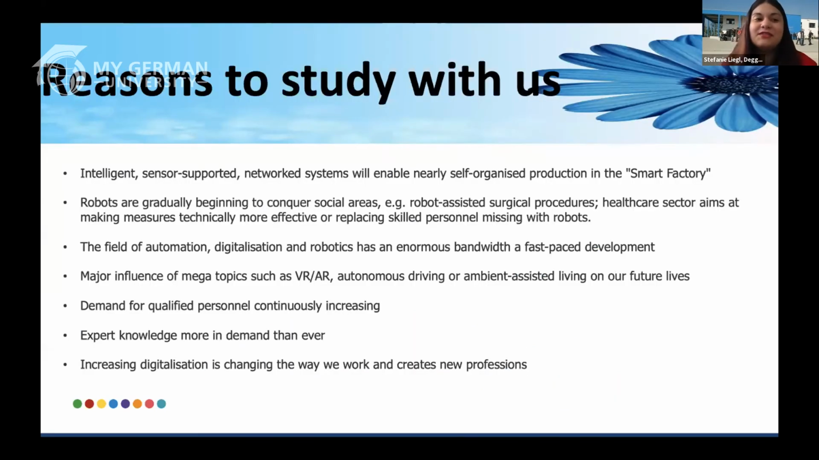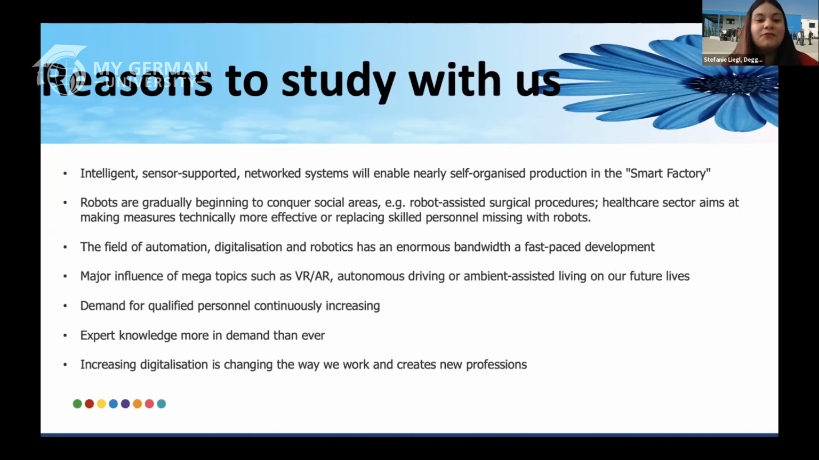There are several reasons to study with us. For example, robots are becoming more important every day. We can see them conquer each sphere of our life. Also our private lives. If you think you're driving with your car and your navigation system actually is based on artificial intelligence, for example, or on robotics.